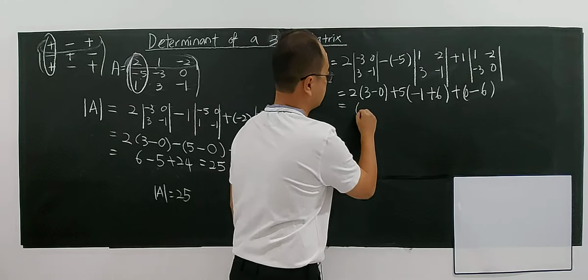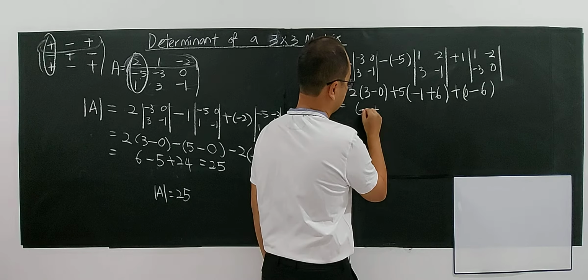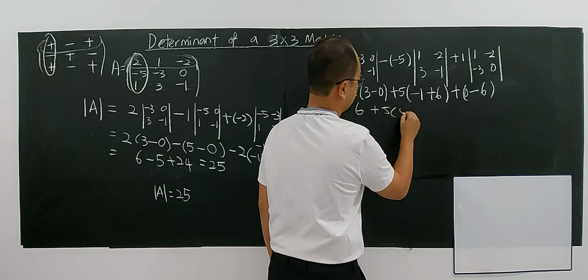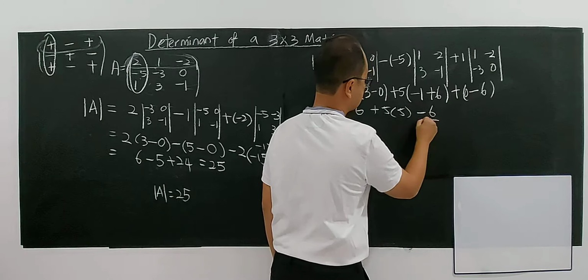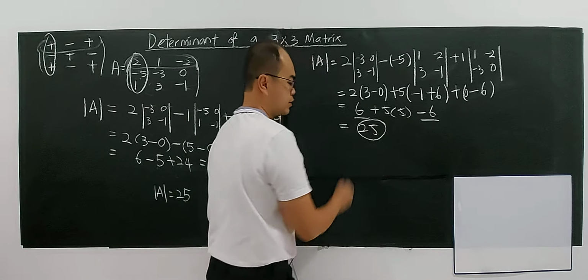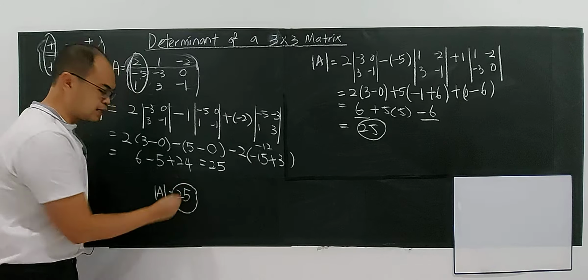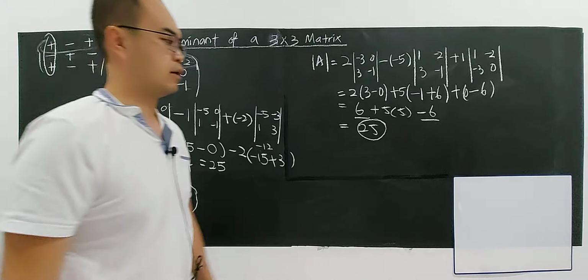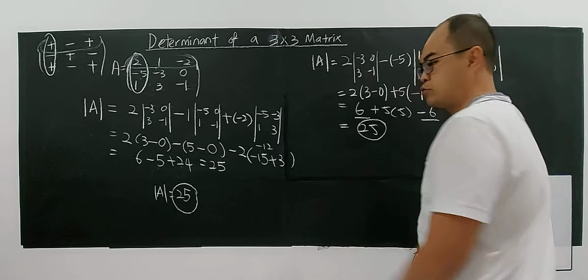So you have 6 here, right? 6 here. Then you have 5 multiply 5 minus 6. 6 minus 6 is 0. You see? 5, 5, 25. The result will be the same. Magic, right? Magic.